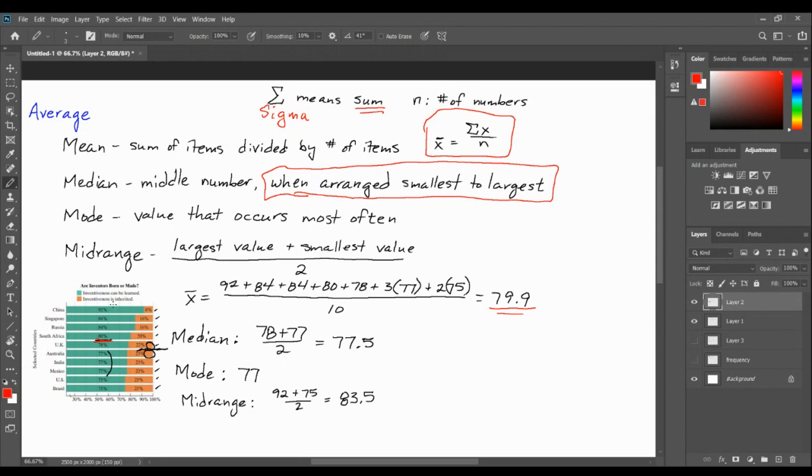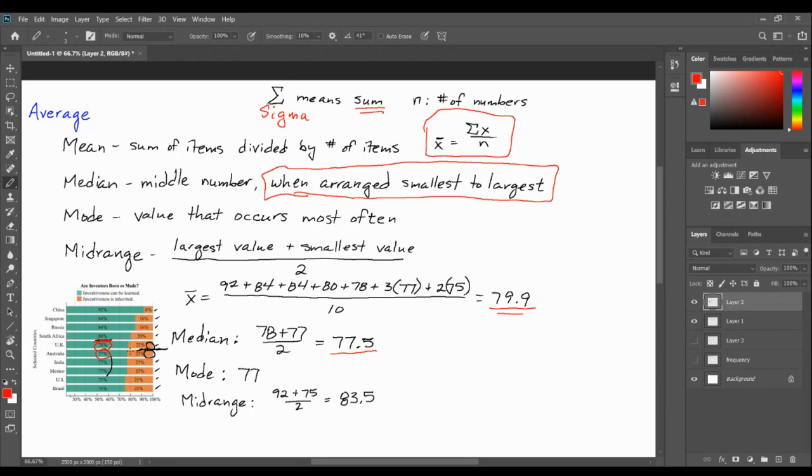We found the median. We had 10 numbers, so we needed to count up 5, which is here, and count down 5, which is here. And because we have an even number of numbers, we needed to find the mean of those two. That's why we added 78 and 77 and divided by 2, and that gave us the median. So if you have an even number of numbers, you take the mean of the middle two. If you have an odd number of numbers, you just count in and there will be a single value there.